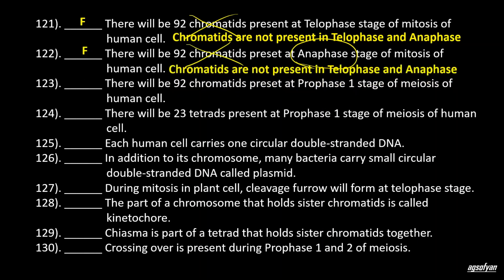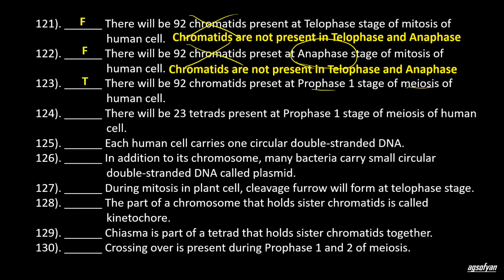There will be 92 chromatids present at prophase 1 stage of meiosis of human cell. Okay, remember during prophase 1, this is meiosis. The chromosomes start to divide, but it's not divided yet. So each chromosome will have 2 chromatids. Because we have 46 chromosomes, the number of chromatids will be 92 during prophase and also metaphase. So this one should be correct.